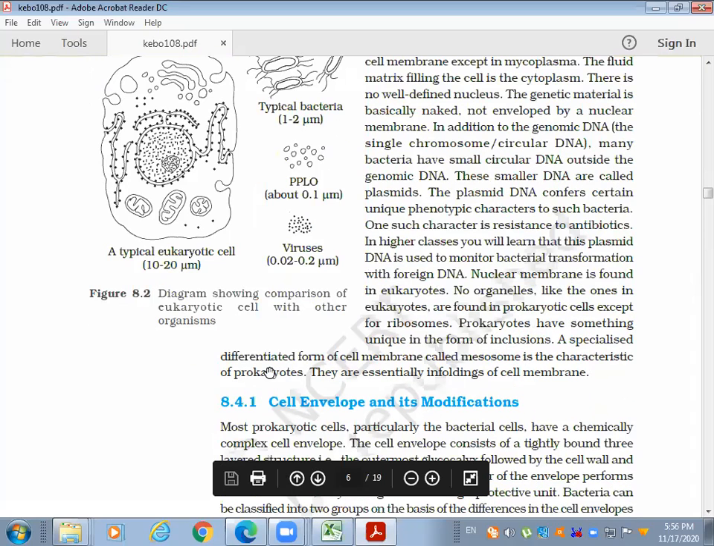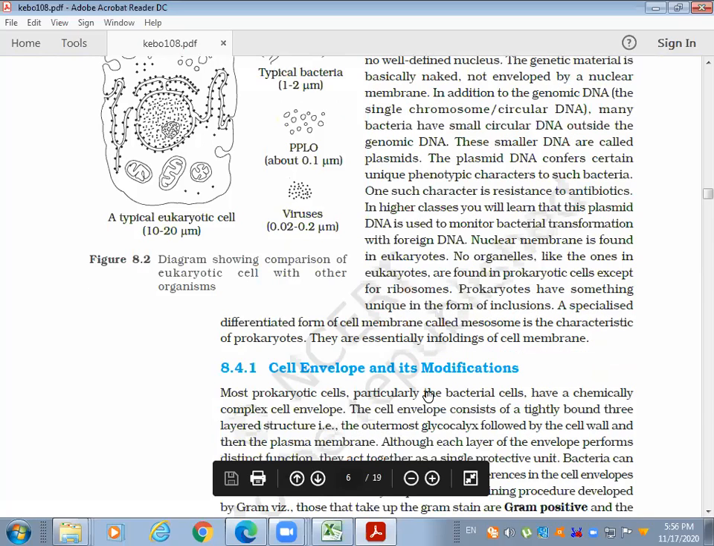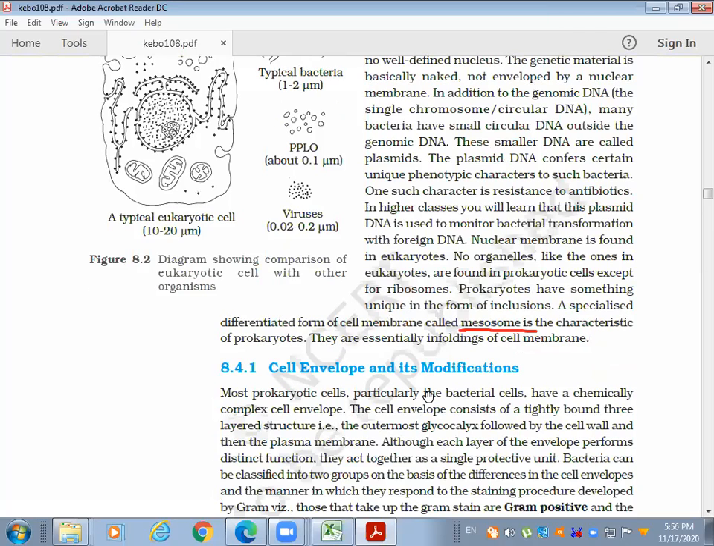A specialized differentiated form of cell membrane called mesosome is a characteristic of prokaryotes. Mesosomes are essentially infoldings of the cell membrane.